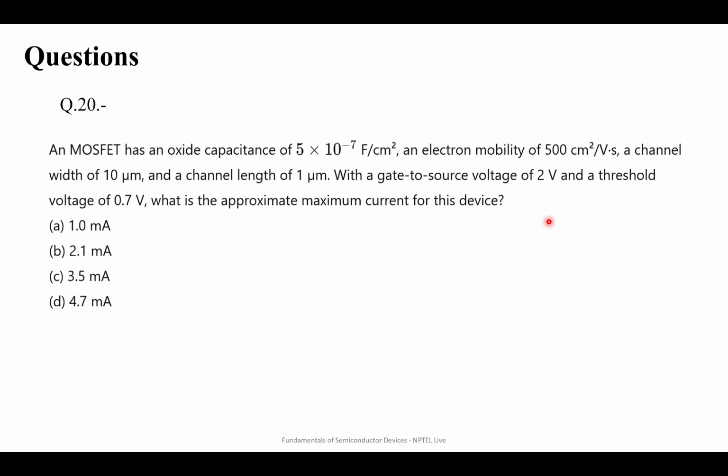So the maximum current will be your saturation current. So you will have to use the formulas. Okay, sir. Half into mu n Cox W by L, VGS minus VT whole square. This is the formula, sir, I think. Yes. Okay, sir, I can do it, sir. One minute.